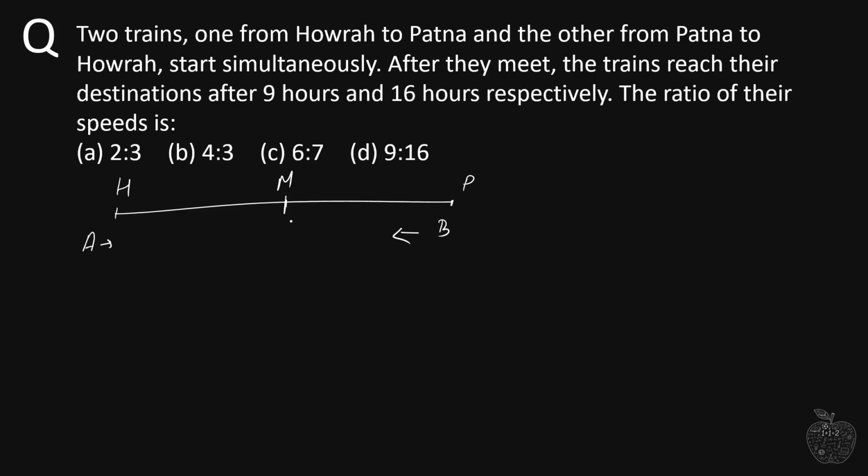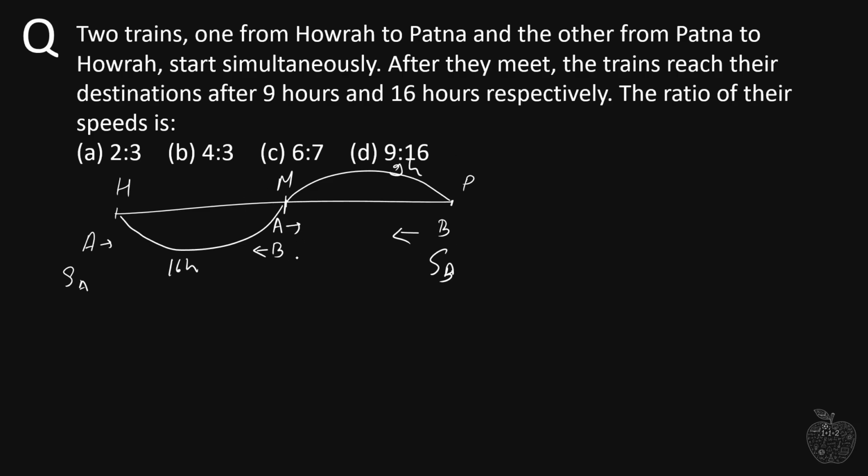At point M they meet each other, and after meeting, train A takes 9 hours to reach its destination, which is Patna, and after meeting each other, train B takes 16 hours to reach its destination, which is Howrah. And the ratio of their speeds is, okay, so let the speed of train A be SA and let the speed of train B be SB.